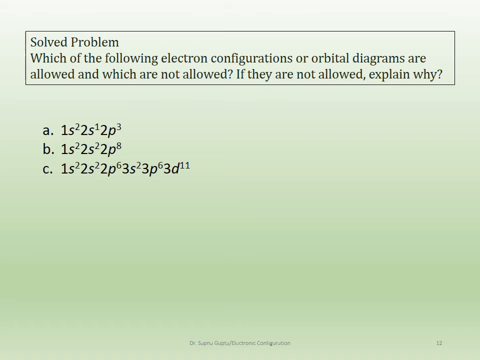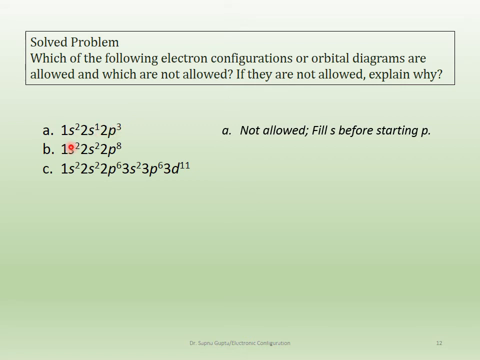In the first case, we have 1s2, 2s1, 2p3. So what is wrong with this configuration? We start from the 1s2, which is 2 electrons. Then we have 2s, which is 1 electron, but then we have p, which has 3. So p3 is fine, except that the s should be filled up first. The s should be filled up before we can start filling up the p electrons. So s should be 2 over here, and then p will be 2.